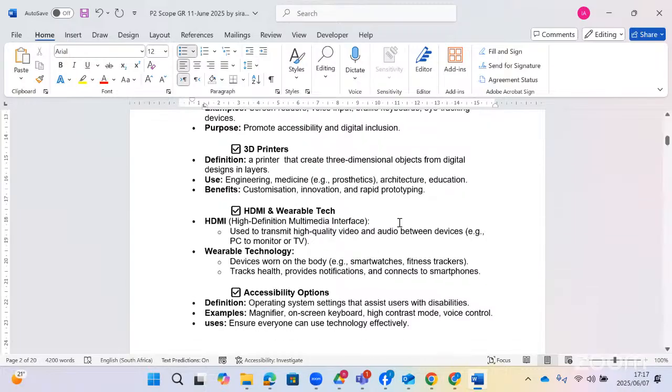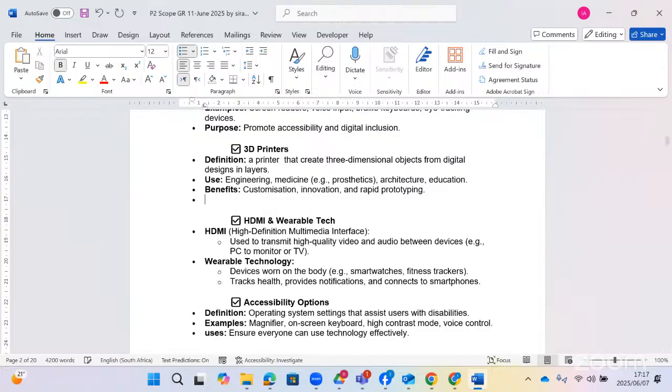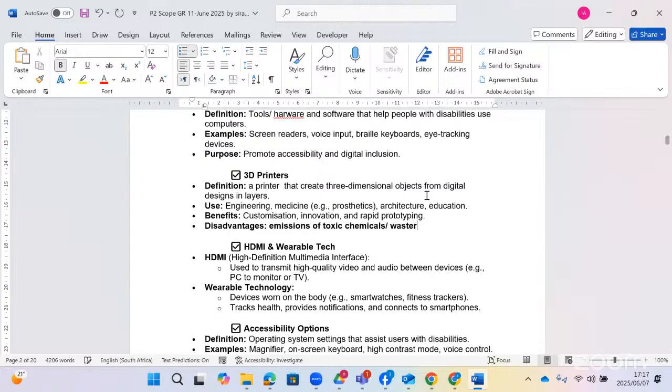Now, HDMI. So let me add that one. Disadvantages. Emissions of toxic chemicals or waste to the environment.